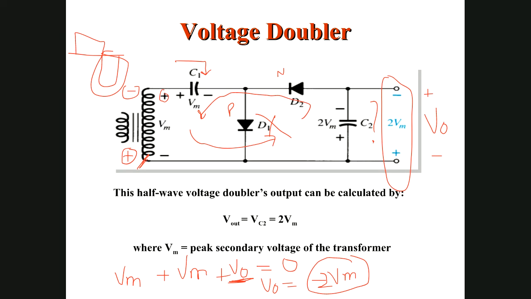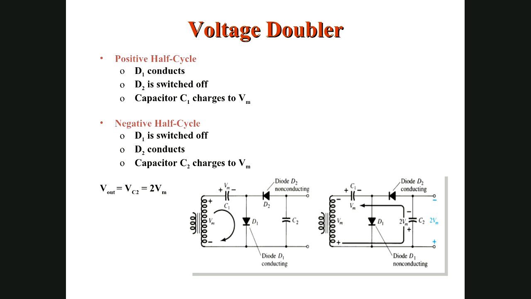Similarly, this is a step-by-step explanation of what we have just discussed. During positive half, D1 is on or conducts, D2 is off because it is reverse bias, capacitor charges to Vm, and we have solved it by KVL.